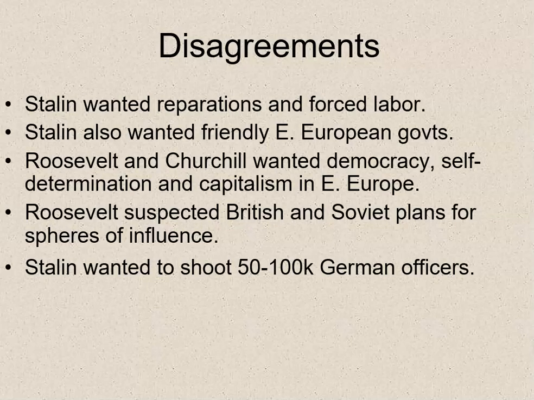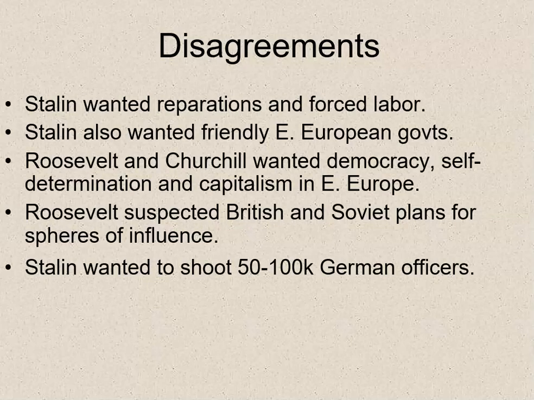Stalin also wanted friendly Eastern European governments. He wants to create little Soviet unions in Eastern Europe, whereas Roosevelt and Churchill wanted democracy and self-determination, and of course capitalism in Eastern Europe. As I said before, Roosevelt suspected the British and the Soviet Union having plans for different spheres of influence and sort of creating little mini empires, if you will, in different parts of the world.